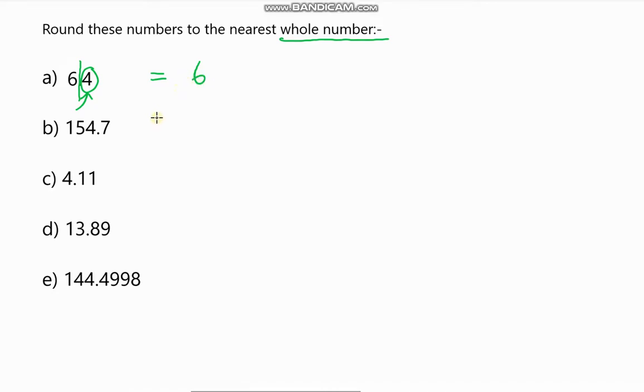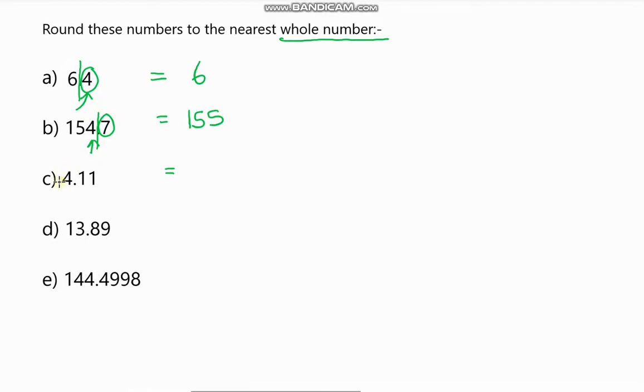Okay, now the next one, first of all, let's identify the whole number. So this time our whole number is the 4. We've got 100, that's 50, 4 units and 7 tenths. So this is our whole number. So we draw a line down here and we focus on this number here. This time this is greater than 5, so we would round this number up by 1. So 154.7 would now be 155. Okay, so that becomes 155.